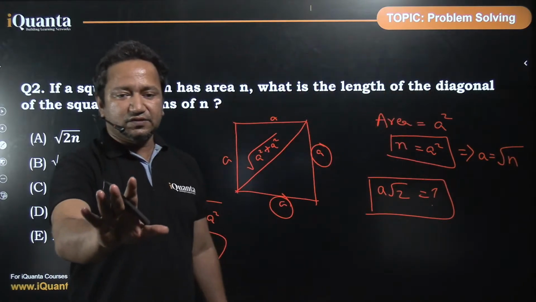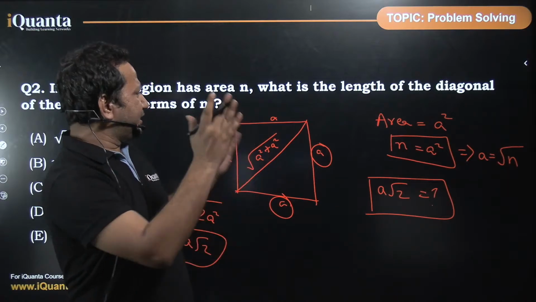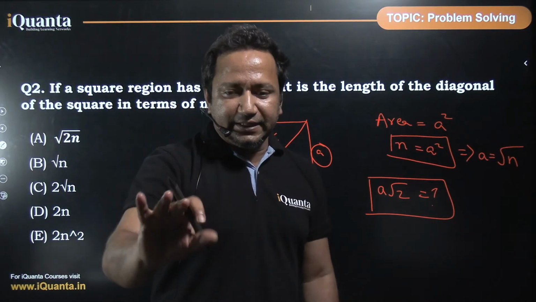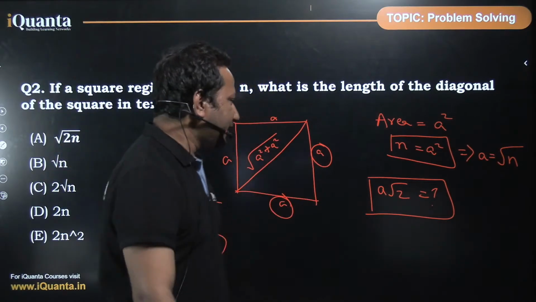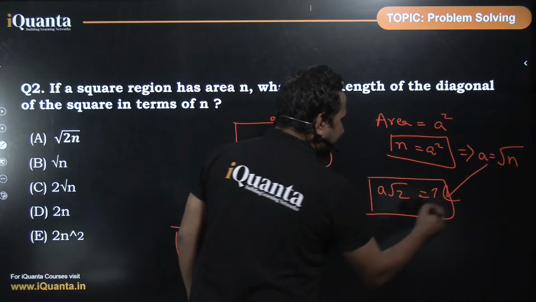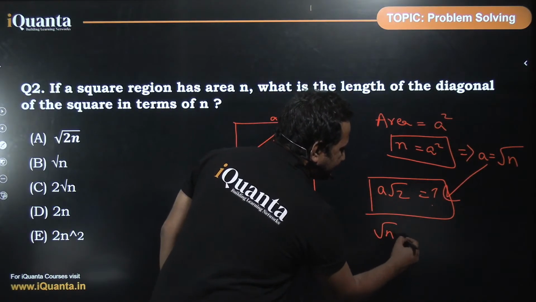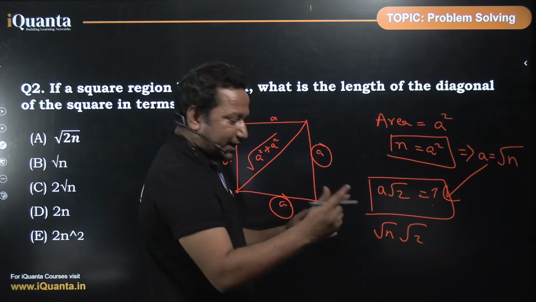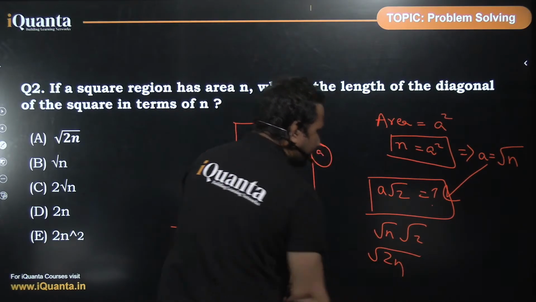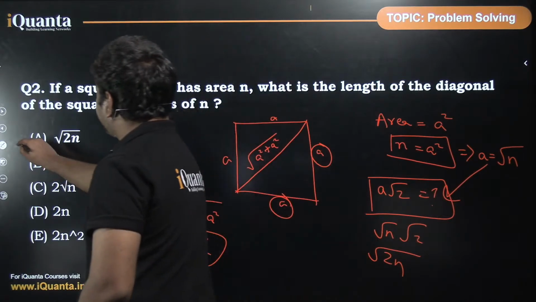Why do I say positive square root of n? Because the area and the length of the square can never be negative unless it is a vector field. Okay, we are not going to that. A is equal to square root of n. I'll just put this here and I'll get square root of n multiplied by square root of 2. I can take both n and 2 inside, and square root of 2n would be the correct answer.